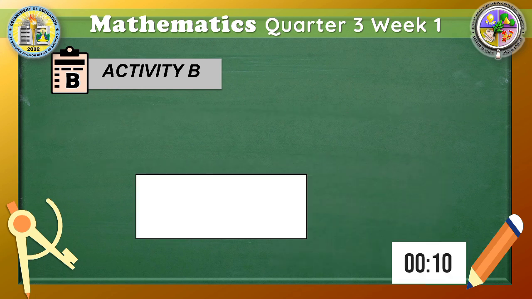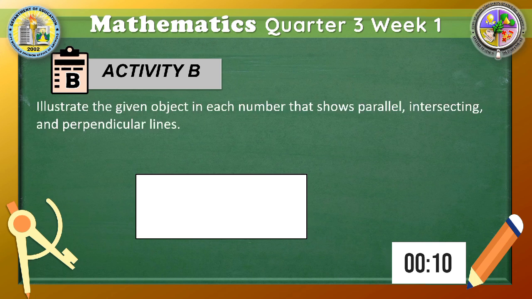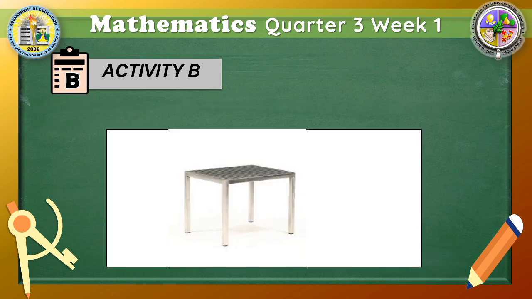Let's proceed to Activity B. Instruction: Illustrate the given object in each number that shows parallel, intersecting, and perpendicular lines. Number 1. Parallel lines in a table. I'll give you 10 seconds. Time is up. Let's check your answer. Can you see that line?